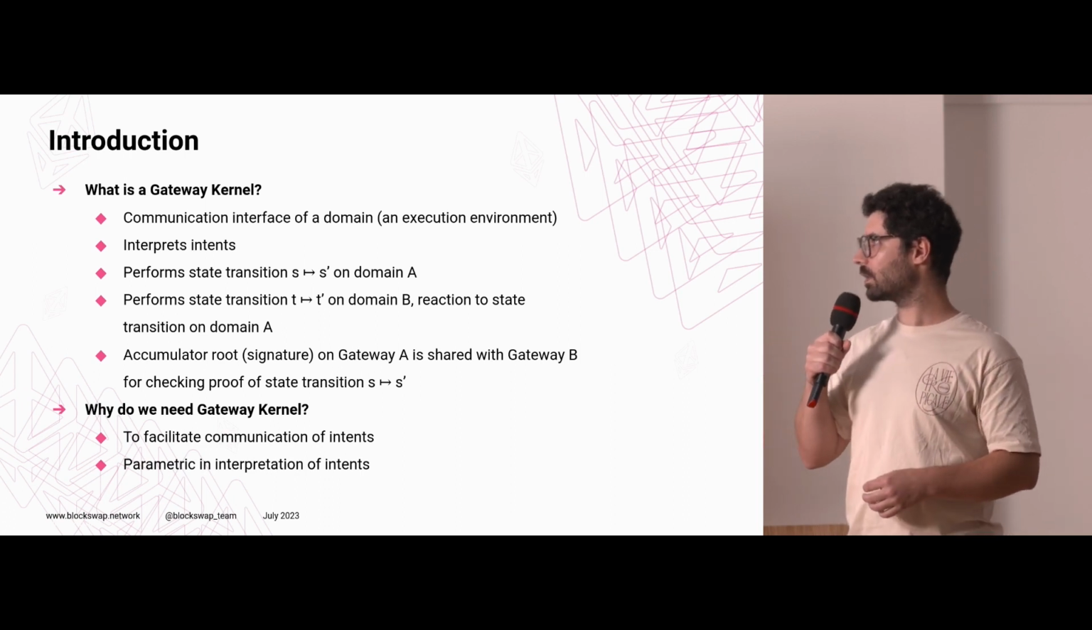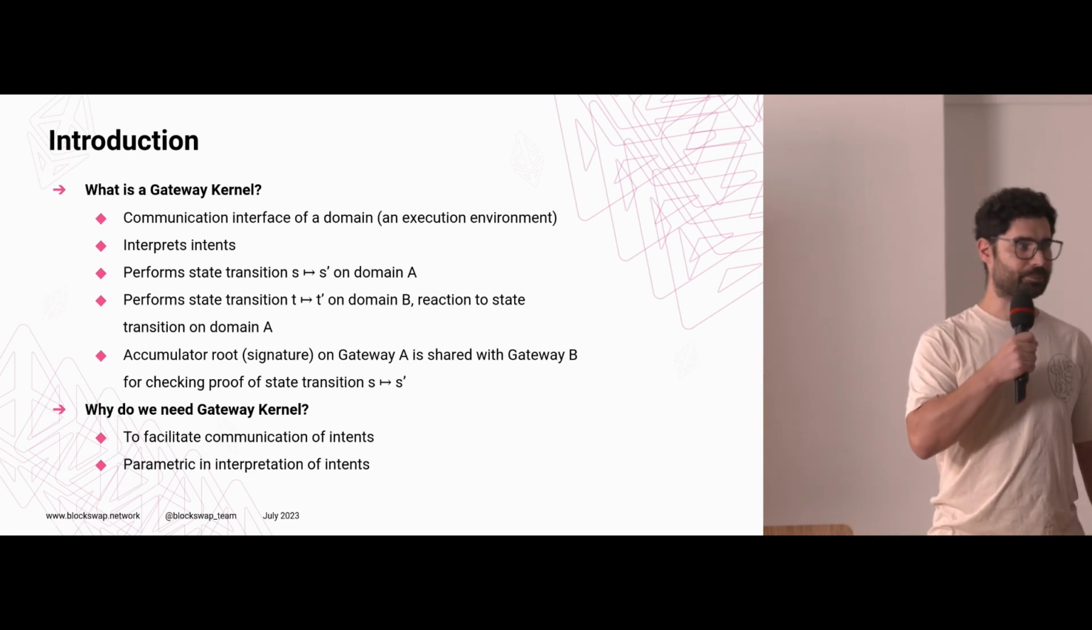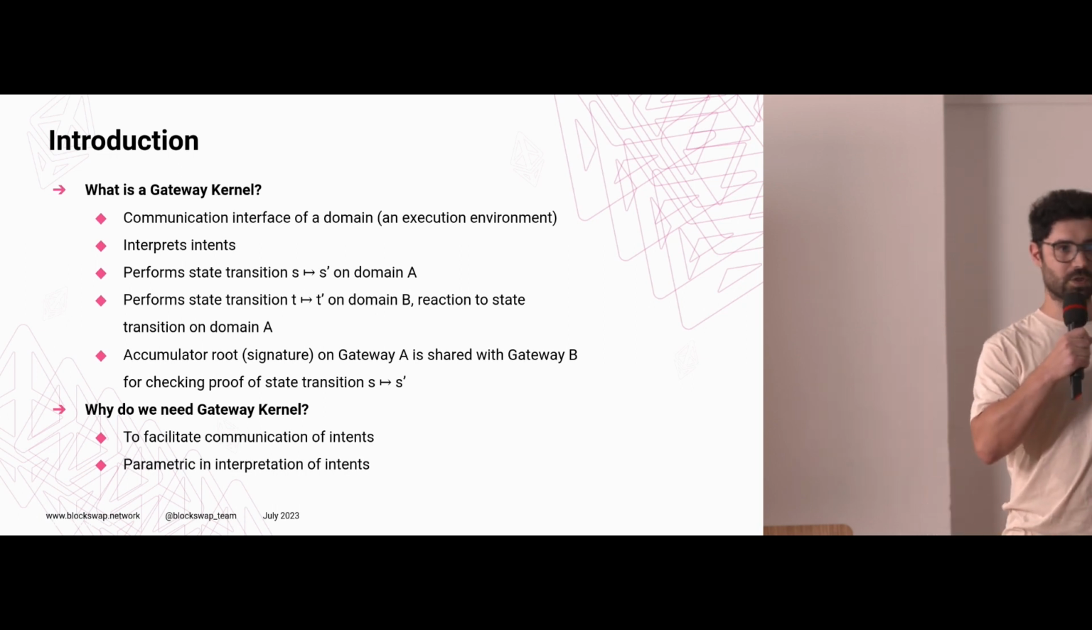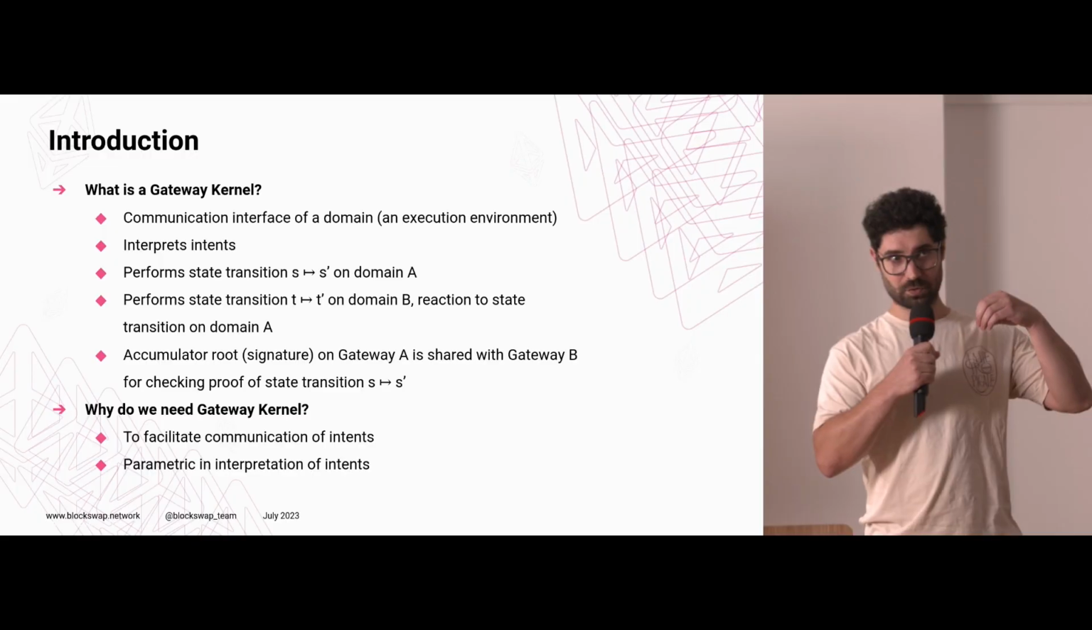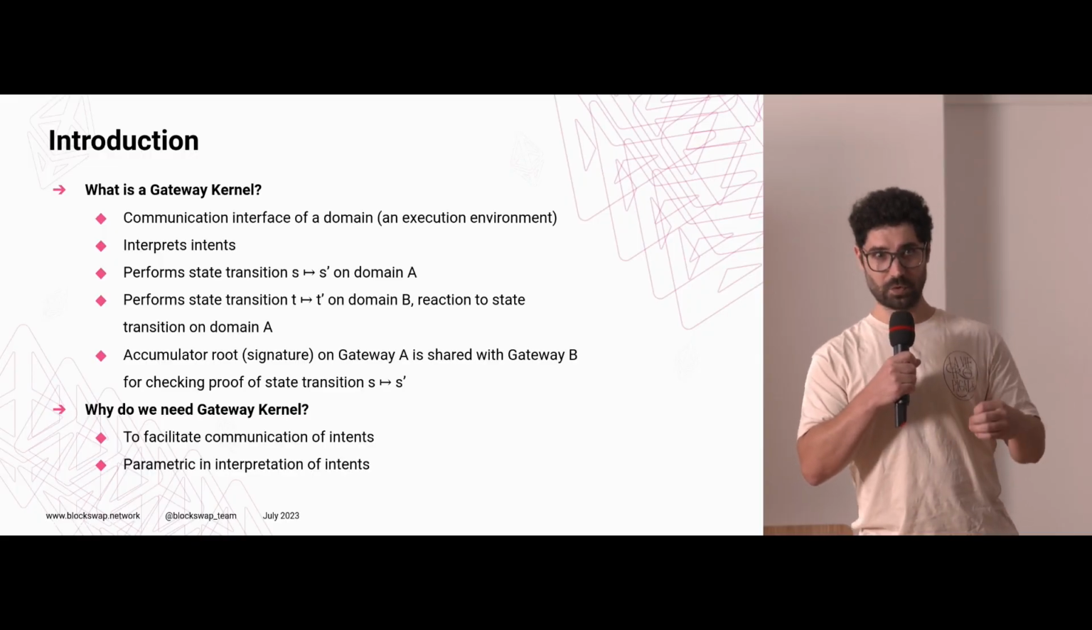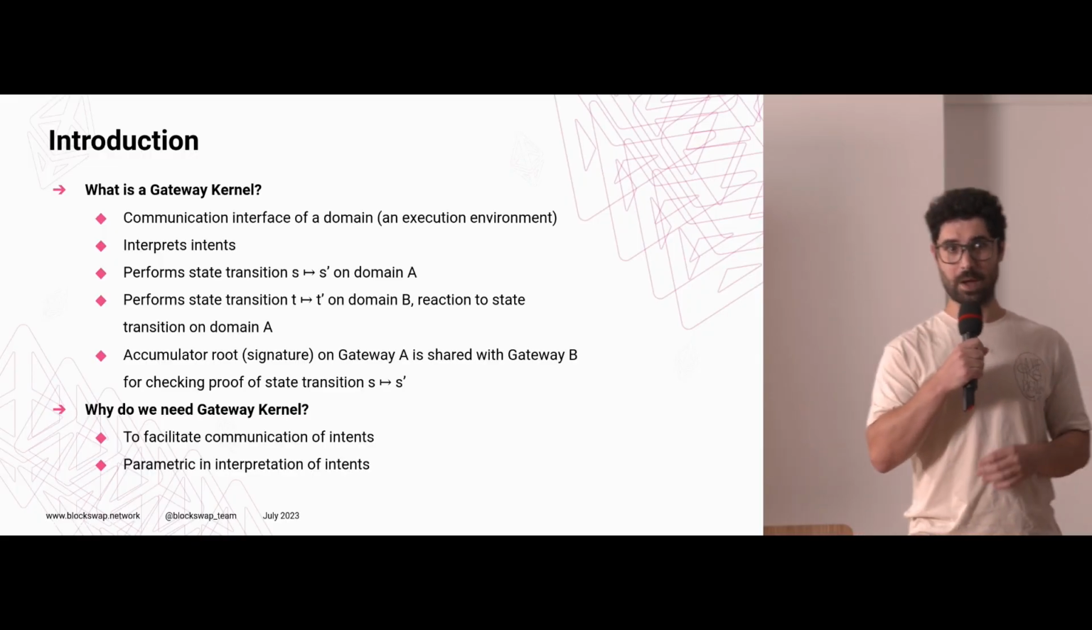So what the kernel does is that it's performing a state transition from S to S prime, state S to state S prime on domain A. And then afterwards, as a reaction to this state transition that happened on domain A, we're performing a state transition T to T prime on domain B. And on top of this, we have this thing called the Accumulator root, which is essentially a signature which is transferred from gateway A to gateway B as a proof that the state transition from S to S prime actually happened on gateway A.